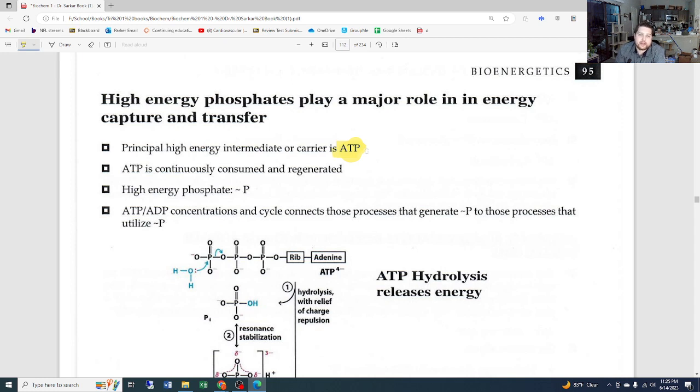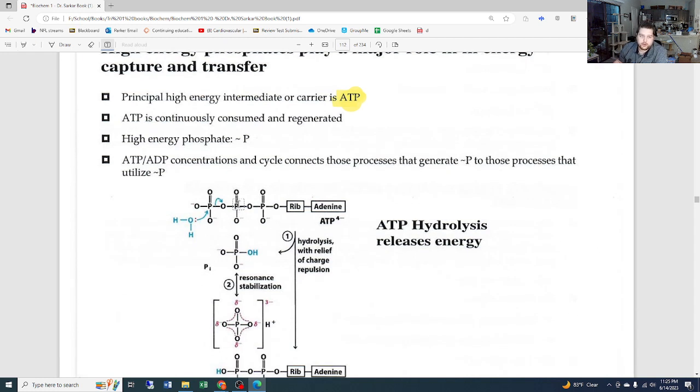And we have a high energy phosphate on our ATP. So remember, ATP stands for adenosine triphosphate, meaning that there are 3 phosphates, like 1, 2, 3. And then there's our adenine. ADP is adenosine diphosphate, so it has 2 phosphates. And then there's also adenosine monophosphate, which is AMP. Okay, so our ATP and ADP concentrations and cycle connect the processes that generate phosphate to those processes that utilize phosphate.